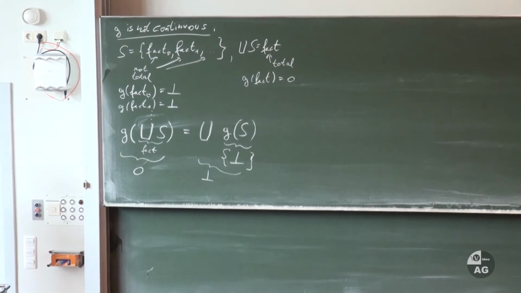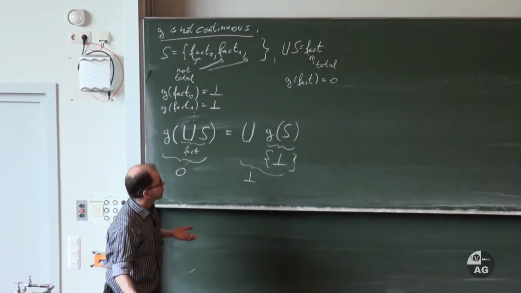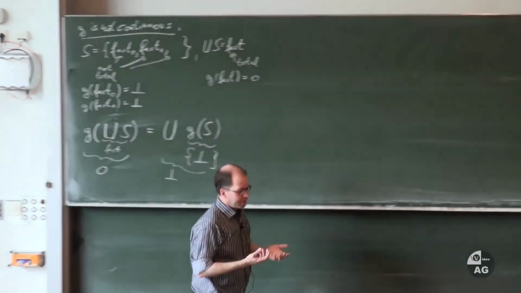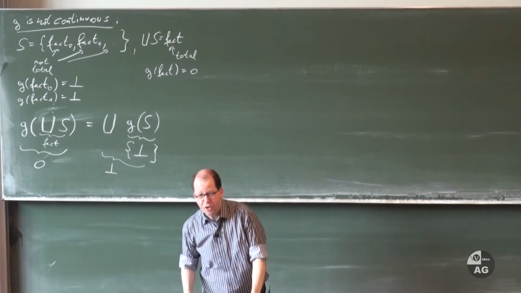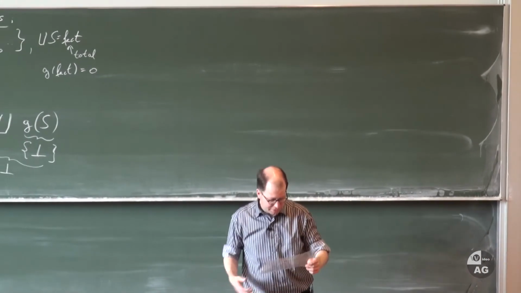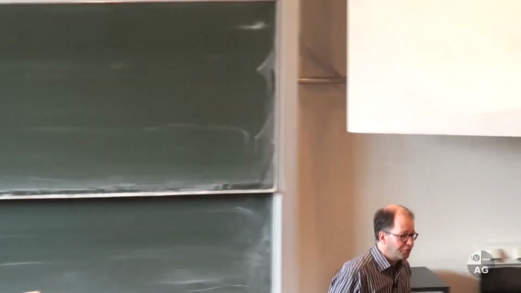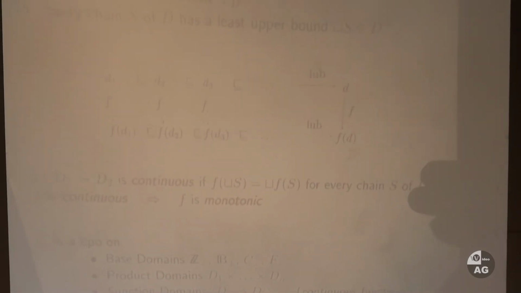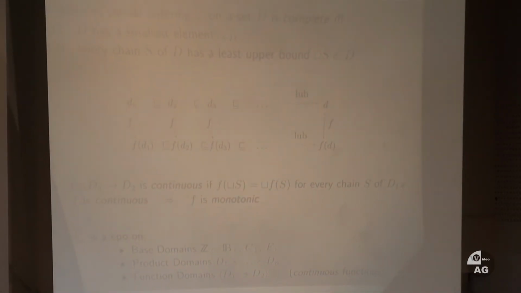That means that for continuity, the behavior of a function on the least upper bound of a chain should be derivable from the behavior of the function on the elements of the chain. So here's again, okay, part of this we didn't have yet. This again shows this diagram that we had before.